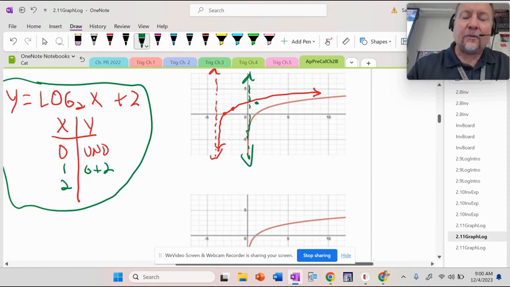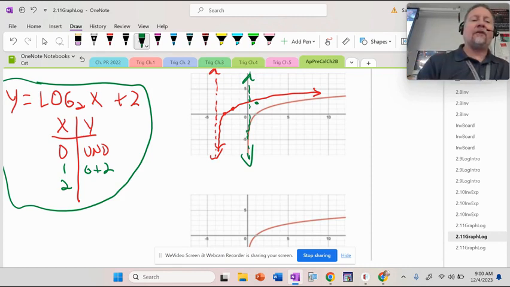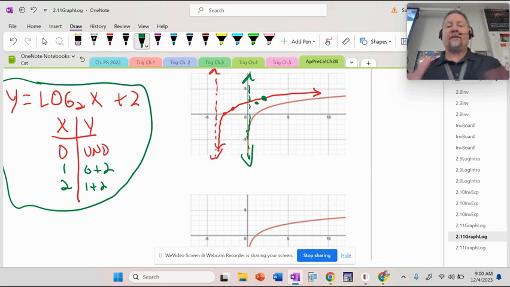But really, it doesn't change too much more than that. I'll graph a couple other ones. Log base 2 of 2 is 1, but 1 plus 2 is 3. And I'll write that like that just so you can see it. So it's at 2 comma 3. That's weird. I kind of accidentally, I don't know if those really intersect there, but it doesn't really matter.